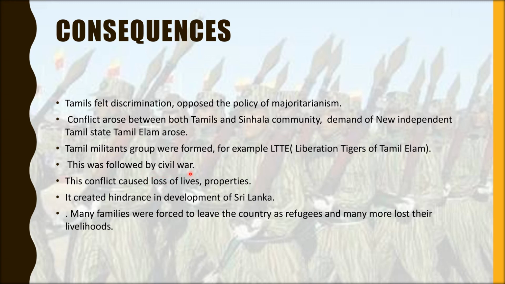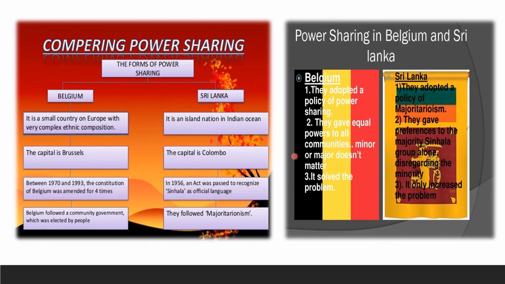I know you have all heard about this. This conflict caused loss of lives, property, etc. This created a hindrance in the development of Sri Lanka. As we saw in Belgium, the country was totally at peace, so they were able to concentrate on development. In Sri Lanka's case, the country itself has its own tensions, so it is not able to concentrate on Sri Lanka's development. Many families were forced to leave the country as refugees, and many more lost their livelihoods. We ourselves have seen many refugees, right? So this is the difference between Belgium and Sri Lanka.